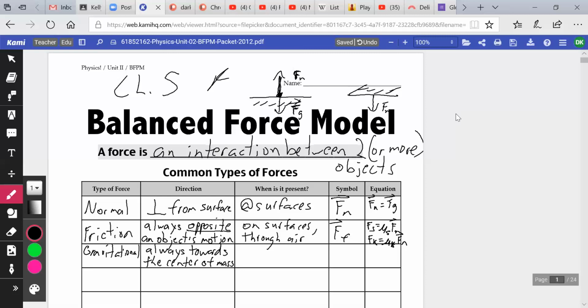I don't want to write just Earth, because we're going to go beyond Earth soon, and so we won't just talk about Earth. Oh, gravity only exists on Earth? No, always towards the center of mass. So center of mass and center of gravity are really the same thing. When is it present? All the time.